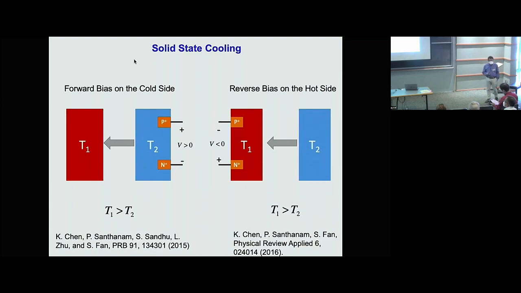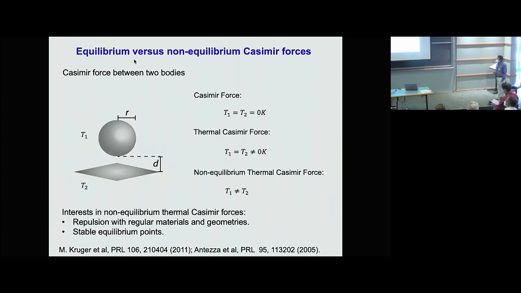The other interesting opportunity associated with this chemical potential of light is in thinking about non-equilibrium Casimir forces. When you think about Casimir forces, most of the calculation contains the quantum fluctuation. And if you look at a finite temperature, then you have a thermal Casimir force. Now, if in addition, the temperature of the two bodies are different, then you have a non-equilibrium thermal Casimir force.